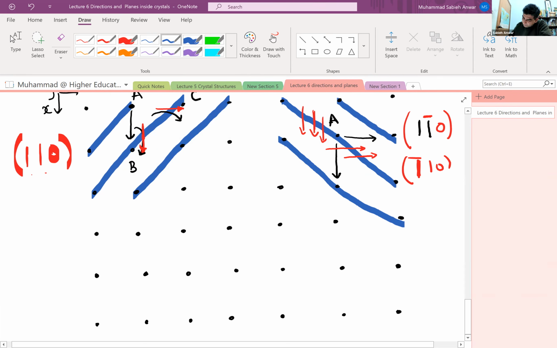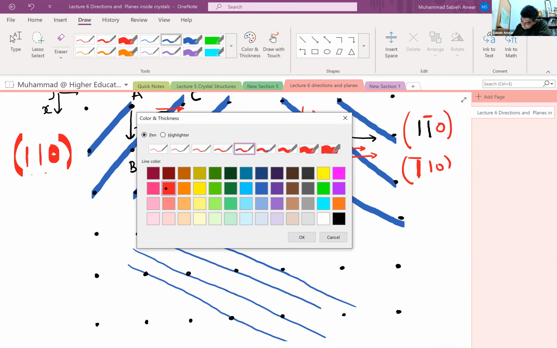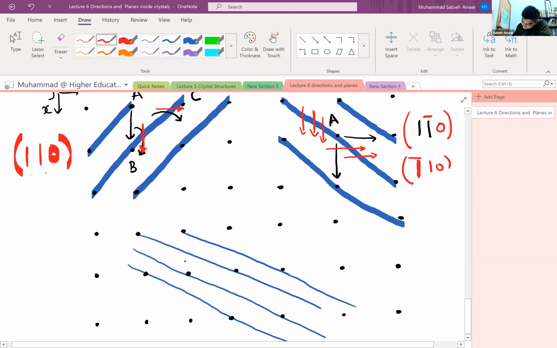So the indices for these Miller planes would be, so I go from here to here, two crossings, go from here to here, one crossing, 2, 1, 0, and so on. Yes, Heather.